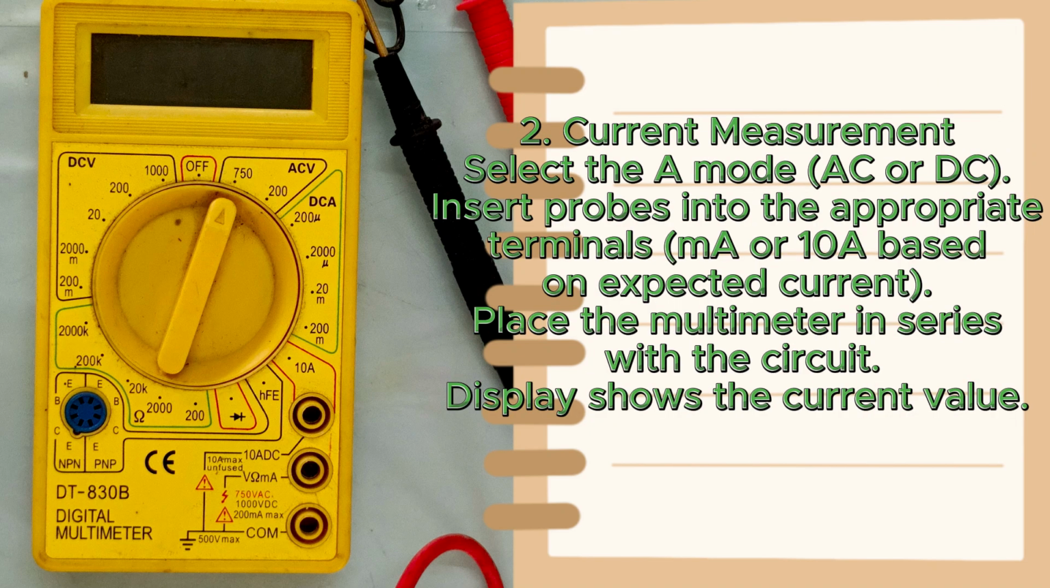2. Current measurement. Select the A mode, AC or DC. Insert probes into the appropriate terminals, mA or 10A, based on expected current. Place the multimeter in series with the circuit. Display shows the current value.